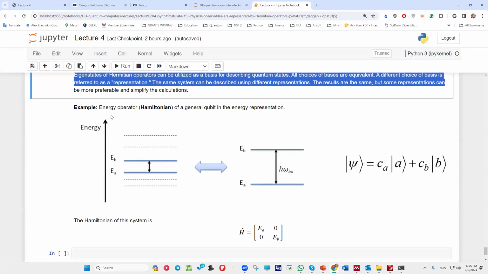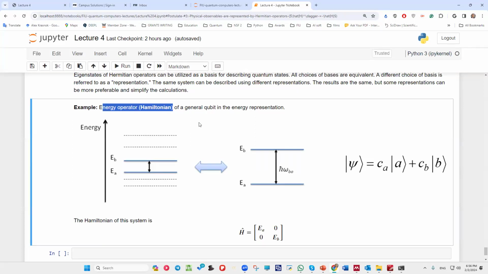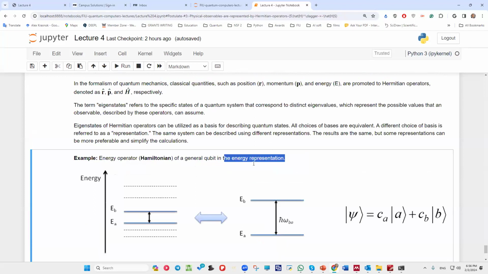Example of an energy operator, Hermitian: the Hamiltonian of a general qubit in the energy representation. So, a few words about representation.